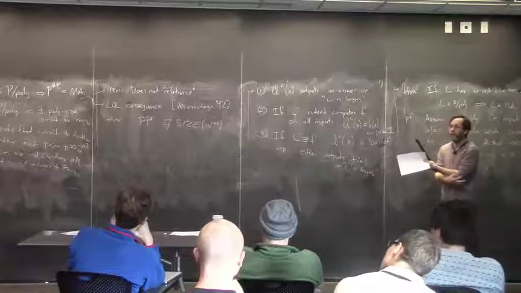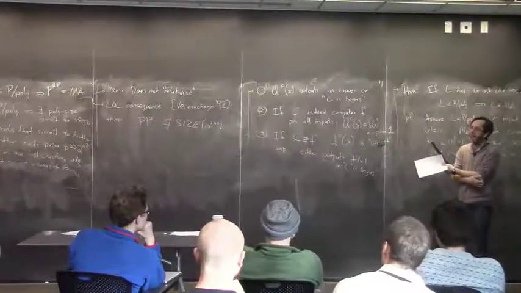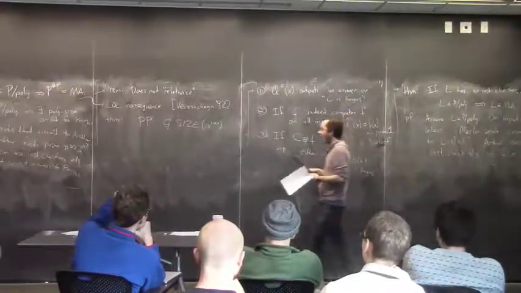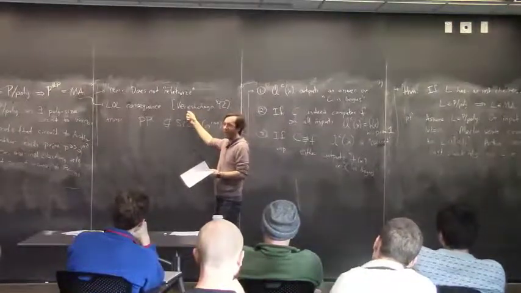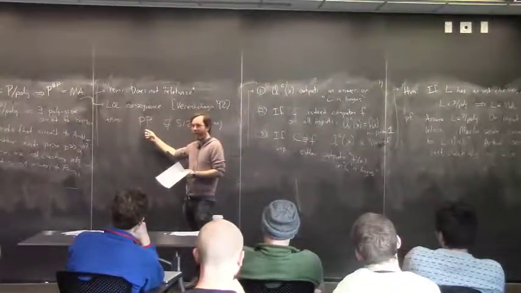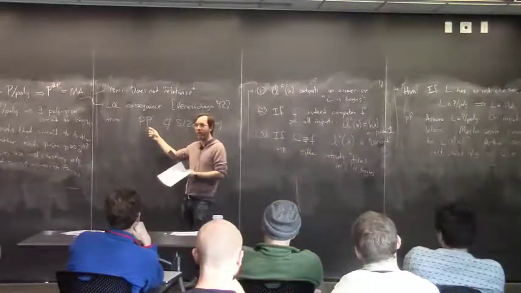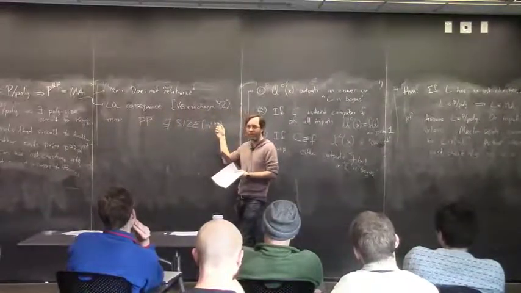Wait, you said that for all C, PP is not contained in size n to the C. It's not the same as saying it's not in P/poly. No, it's always the same. But you're saying there exists a language for all C. Right, there exists a language in PP. So for all C, like 100, there exists a language in PP. And I'm not going to lie to you, this language is probably decidable by a randomized Turing machine running in time n to the 2C, which is not in size n to the C.